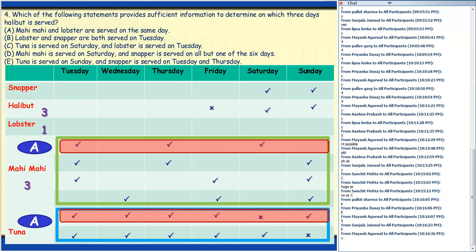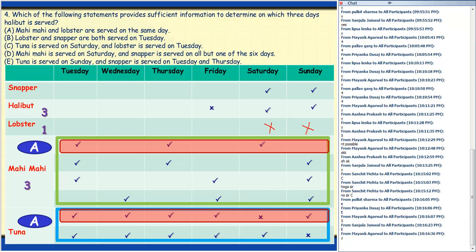Which of the following statements provides sufficient information to determine on which day halibut is served? Okay, I have to identify the day for halibut. By which information do you get the day for halibut? First case: mahi mahi and lobster are served on the same day. Let's try it.